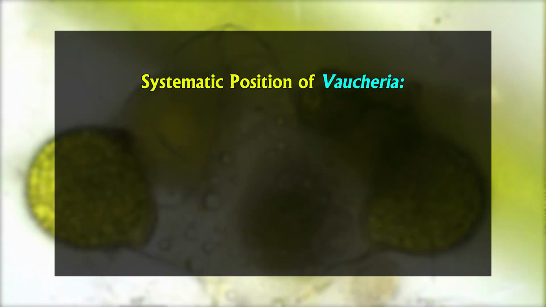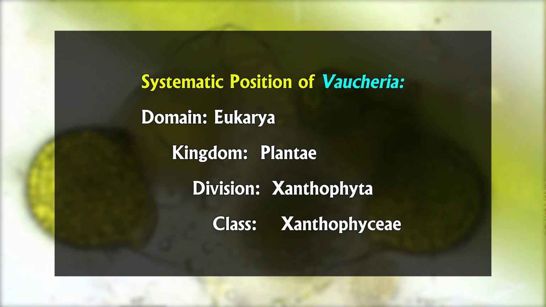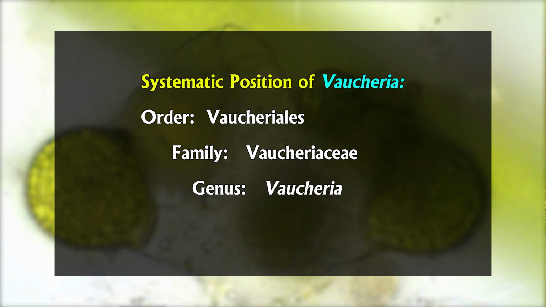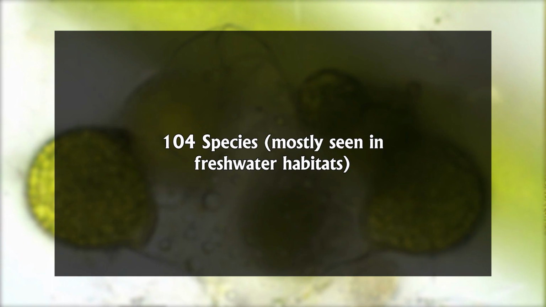So far as systematic position of Vaucheria is concerned, it belongs to domain Eukarya, kingdom Plantae, division Xanthophyta, class Xanthophyceae, order Vaucheriales, family Vaucheriaceae, genus Vaucheria, and species many. So far as occurrence of Vaucheria is concerned, Vaucheria is a coenocytic Xanthophycean alga seen usually in freshwater bodies. The alga has 104 species, most of which are seen in freshwater habitats.